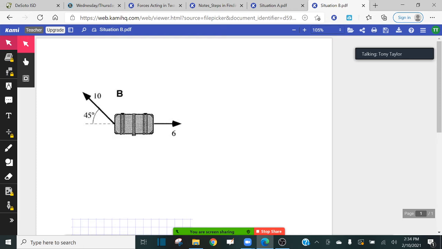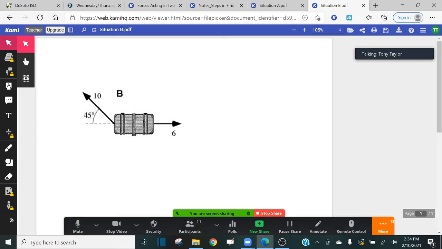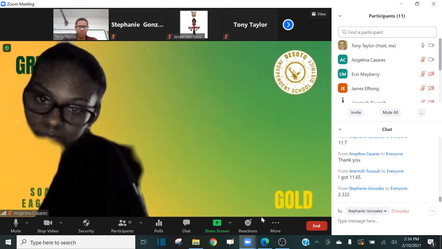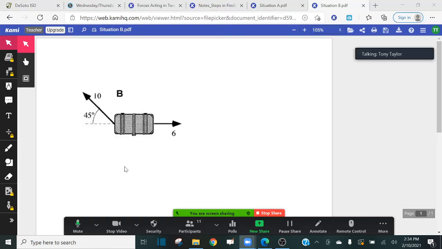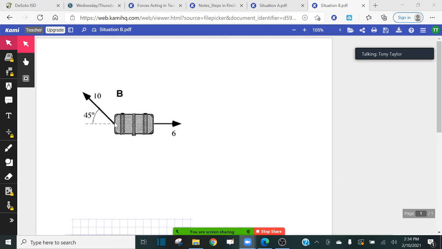Okay, guys, let's look at situation B. In situation B, we have 2 forces acting on the treasure chest. Notice we have a 10 Newton force pulling this way, and a 6 Newton force pulling that way.